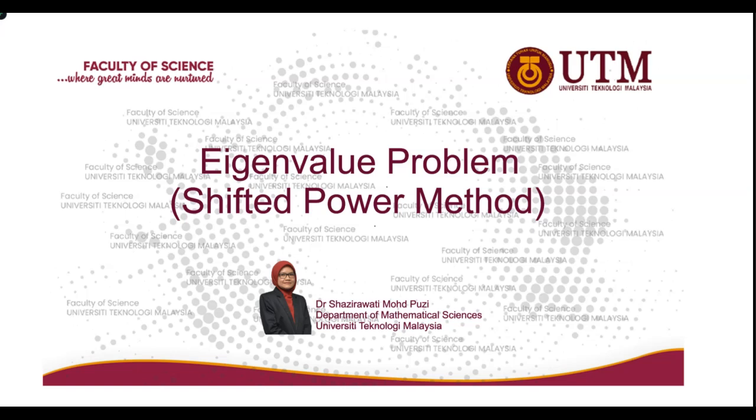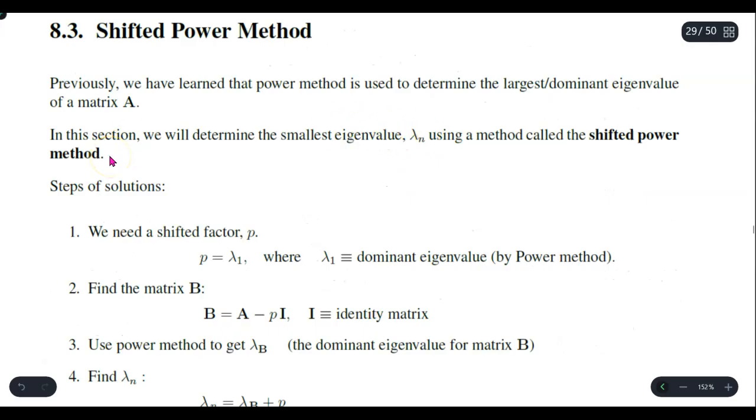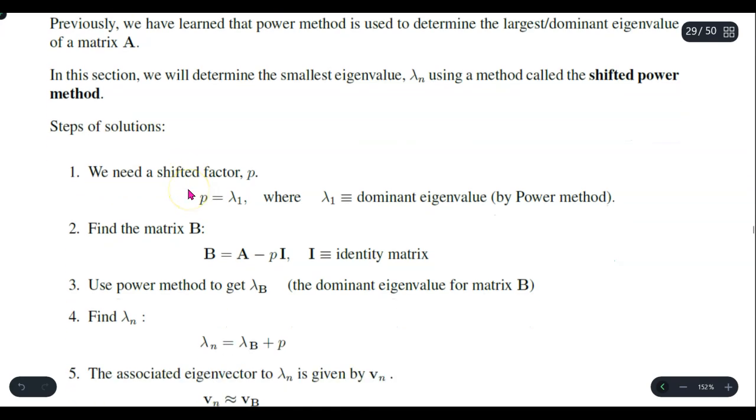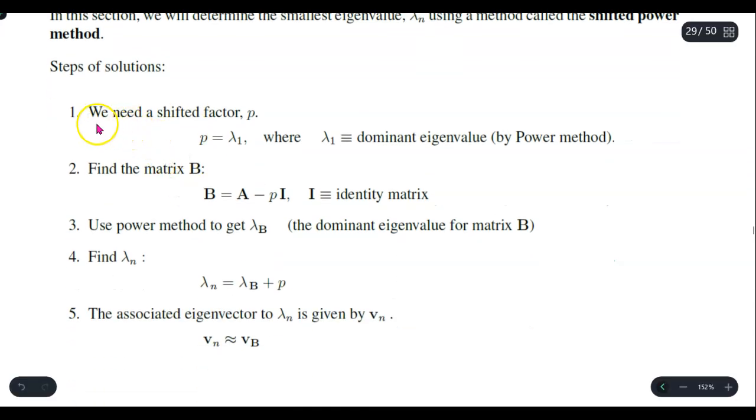In this video, we are going to be discussing the shifted power method, which is used to determine the smallest eigenvalue. The steps of solution are as follows. First, we need a shifted factor P, which is lambda 1. Lambda 1 is the dominant eigenvalue.